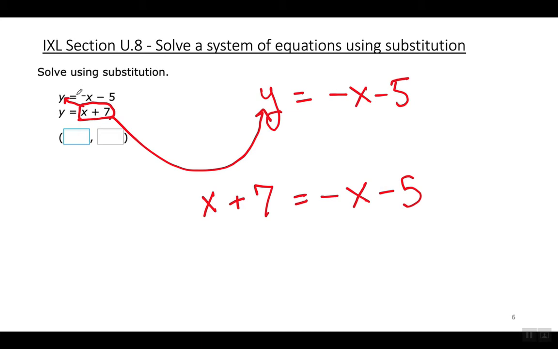You could have also thought about it as y equals negative x minus 5, and let's write that here. It means the same thing, but basically, you're going to end up with this equation. This will allow me to solve for x. All right? Before I continue, let me say that in Spanish.